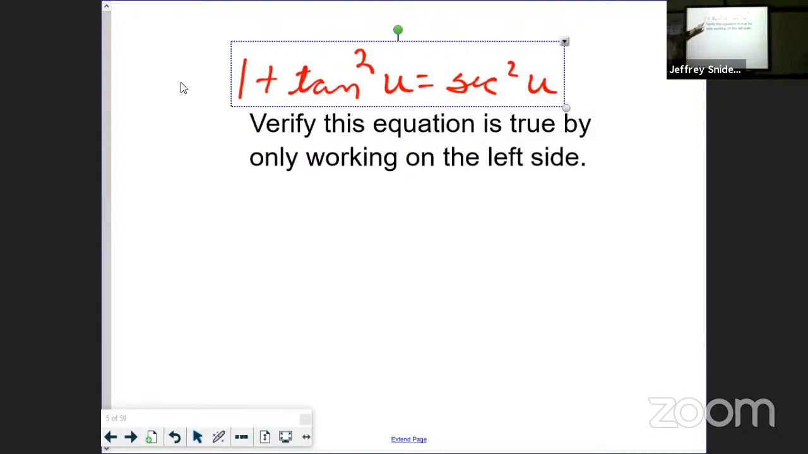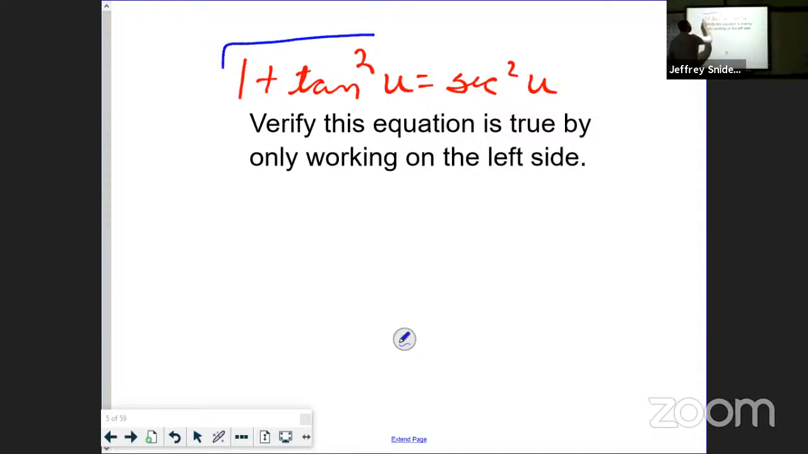But let's say you didn't know this Pythagorean identity, and I said, verify this equation is true by only working on the left side. So it's kind of like the thing I just did with, hey, show that this is equal to 120 by only working on the left-hand side. Same idea. I want to show that this is true, and I'm only allowed to take this side and work with it. Okay? I cannot use the Pythagorean identity of 1 plus tangent squared u equals secant squared u in the identity I'm working on.